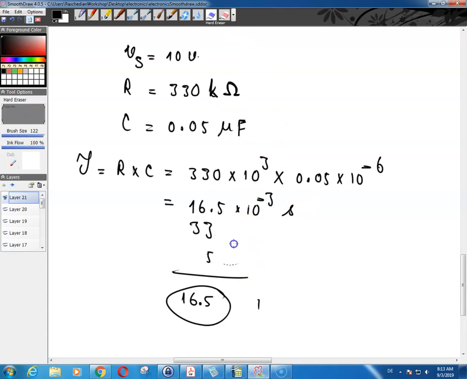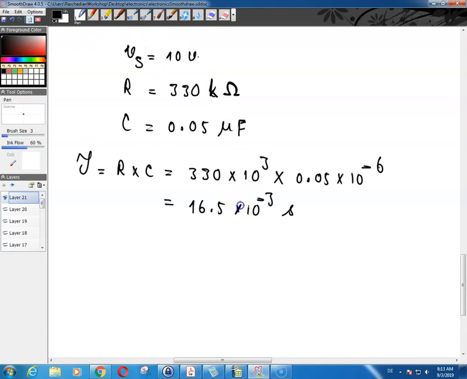So that means your time constant, or tau, is 16.5 into 10 raised to the power negative 3 seconds. You can call this 16.5 milliseconds, because 10 raised to the power negative 3 is milli in the SI system.